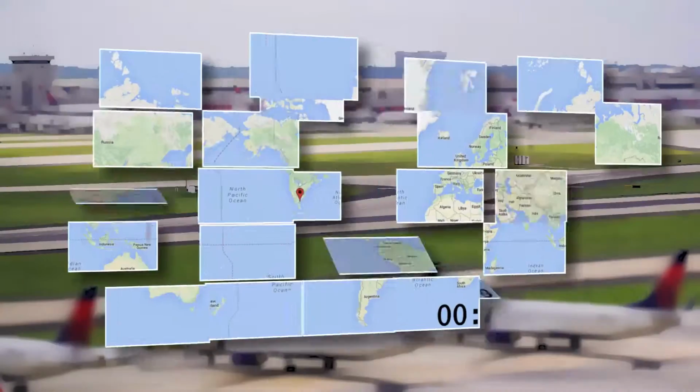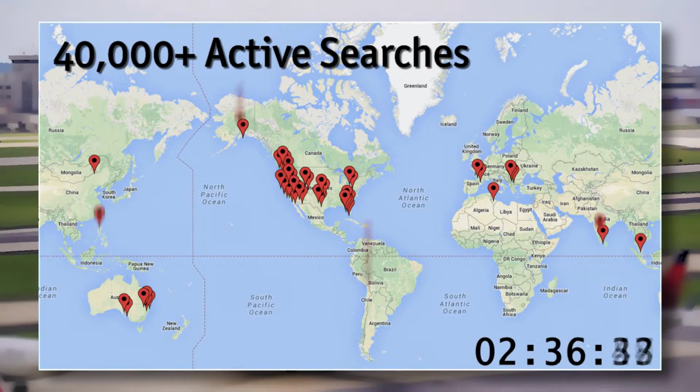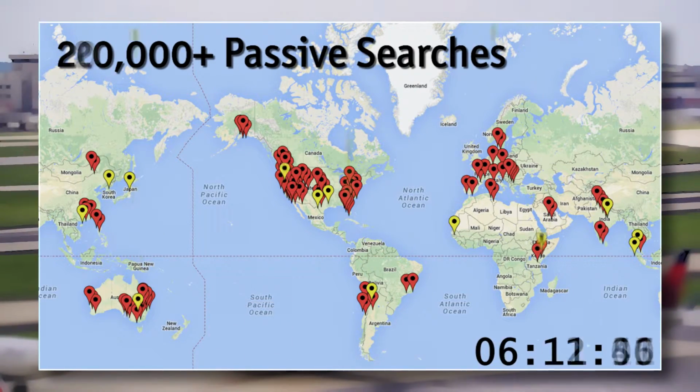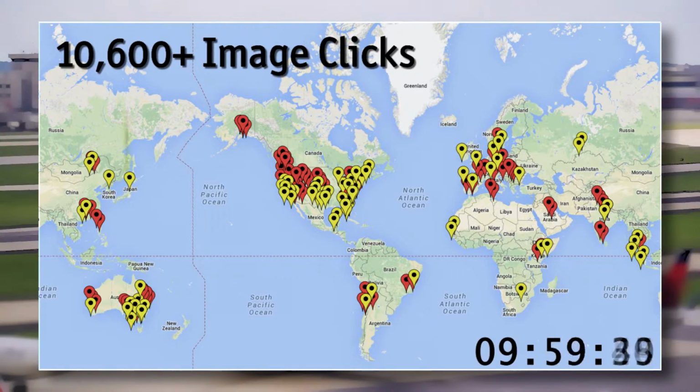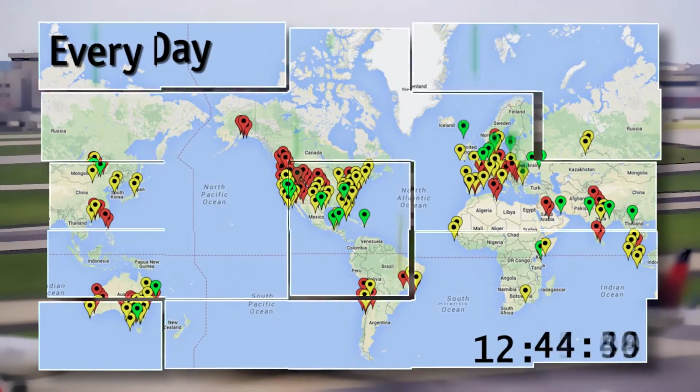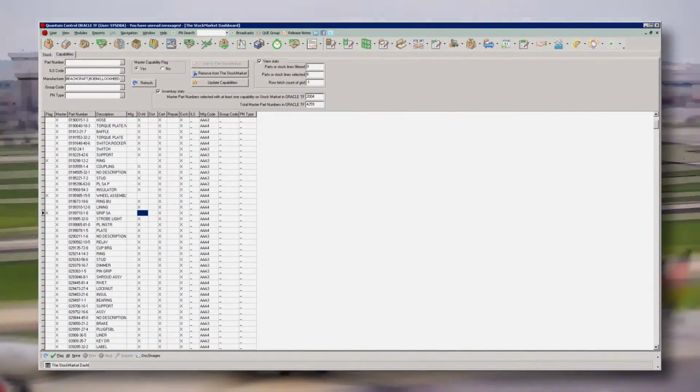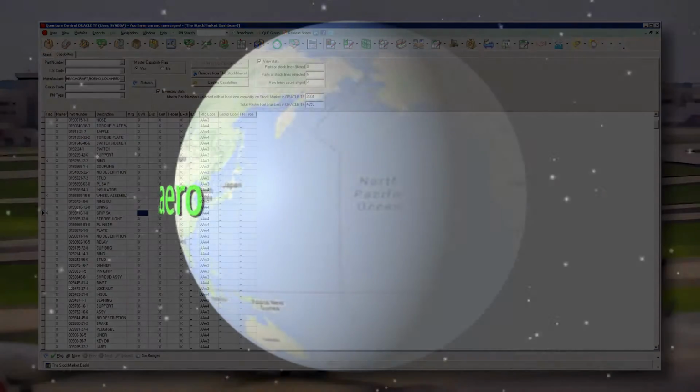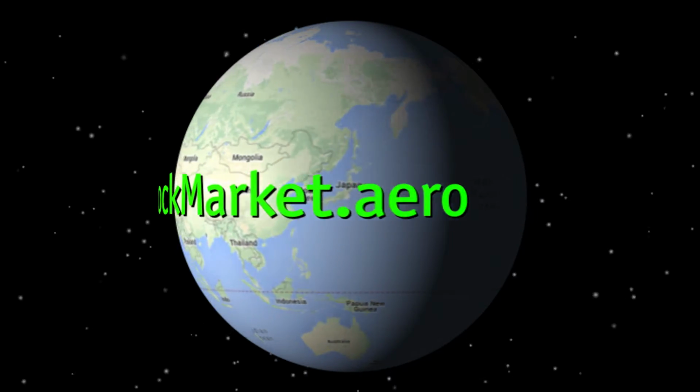Your part and capability listings are viewable by the thousands of aviation professionals that rely on StockMarket.aero every day to conduct part searches. And now, the Stock Market module gives you more accessibility and control of your stock market listings directly from your Quantum Control application.